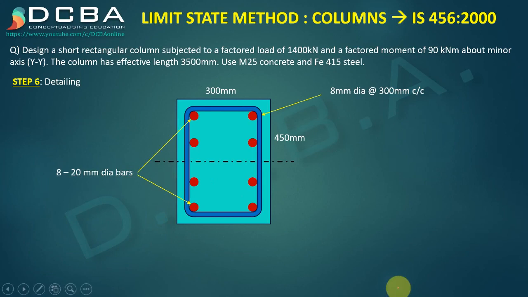columns for uniaxial bending. In the next lecture we will be solving a numerical with a column having biaxial bending, that is, bending about both the axes. So till then, take care. Thank you.